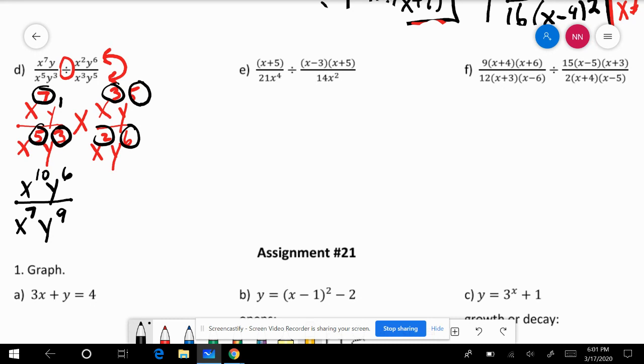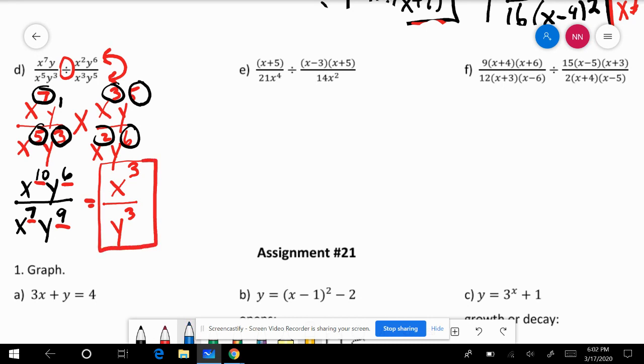Now what we have to do is look at the x's and see, are there more x's on top or on the bottom? When we're looking at this, notice that 10, 7, so there's more x's on the top, and that would be 3 more. 6, 9, that means that there's more y's on the bottom, that would be 3 more. So that right there would be our first answer.